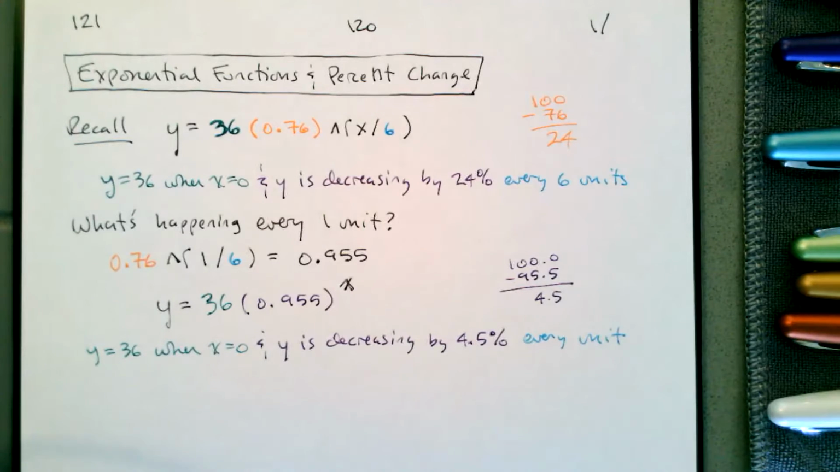So the question is, why can't we just take the 24 and divide it by 6? Why is it not 4% every unit? Why is it 4.5% every unit? Why do we need to be taking off more?